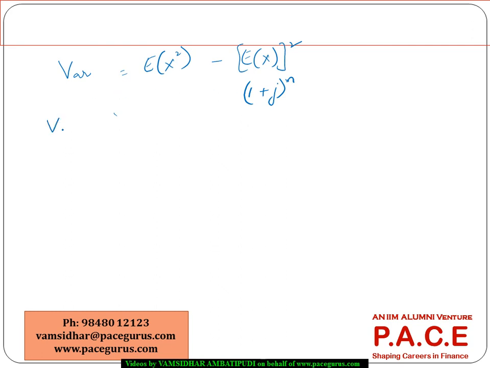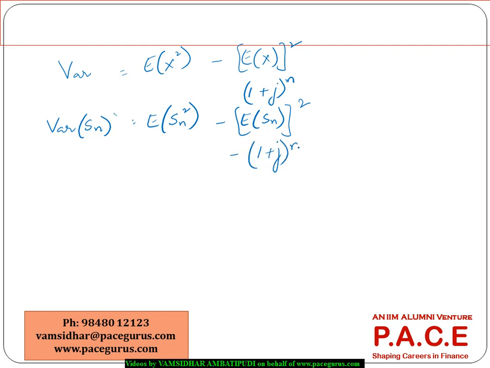So probably here, to make it even more simple, variance of Sn is nothing but expected value of Sn squared minus expected value of Sn whole squared. So expected value of Sn, which we have already found out, is (1 plus j) to the power n, and I am taking it whole squared. So the second term is directly coming out as (1 plus j) to the power 2n in our formula.